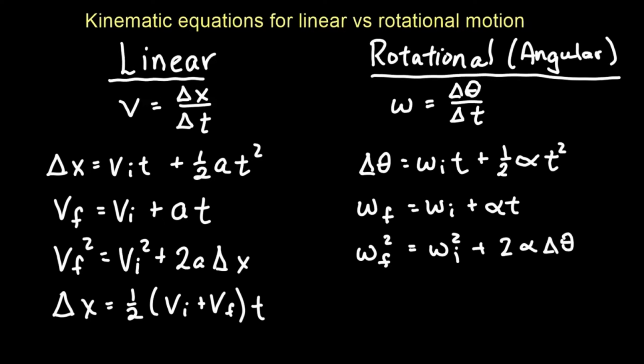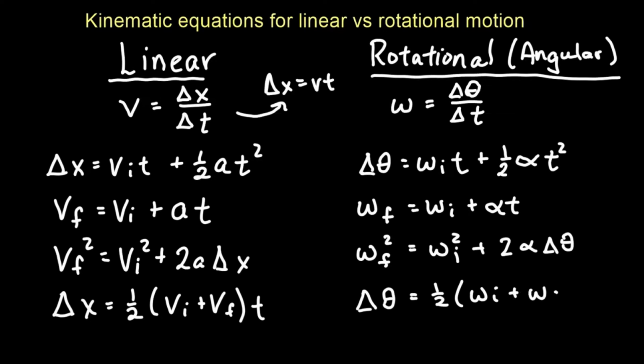And lastly, we have delta x equals 1 over 2 times vi plus vf times t. So basically, this equation is kind of like the equation delta x equals vt, except here we're using the average velocity. The average velocity, for a constant acceleration problem, is 1/2 times the initial velocity plus the final velocity. The rotational version of this would be the angular displacement is equal to 1 over 2 times omega initial plus omega final times the time.